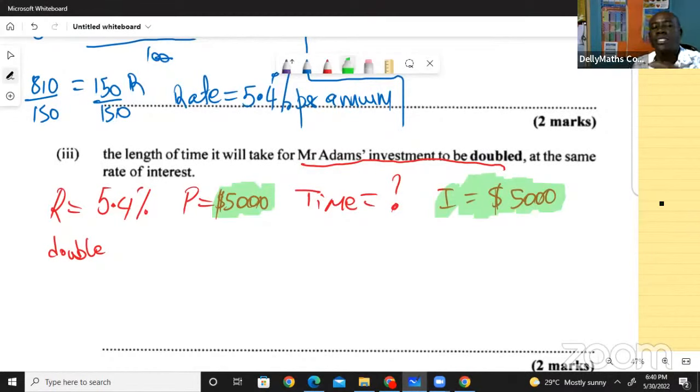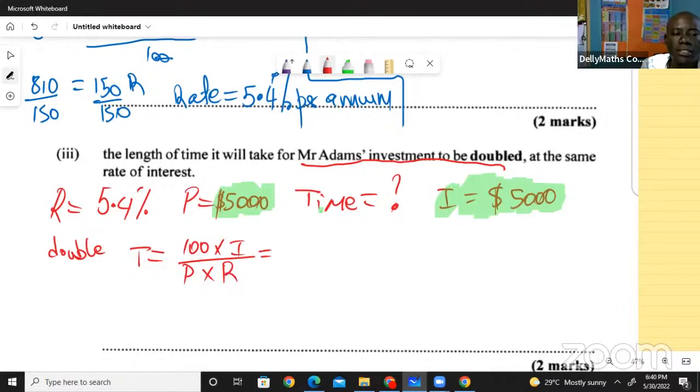So technically when you look at that, you're saying, all right, I have a number of things here. So I want to find the time. You could set up the old formula and work for time. Or you could set up a time formula. The time formula says 100 times I over P times R. So this is 100 times I, which is 5,000, because that's interest, over principal, 5,000, times R, which is 5.4.